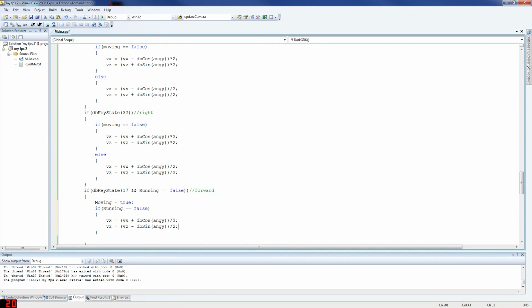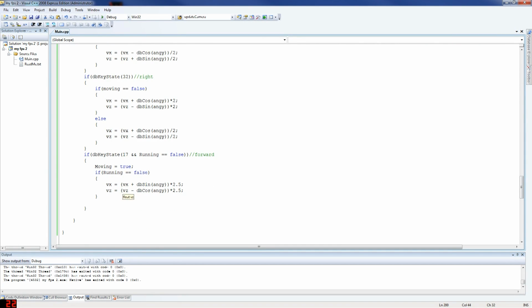So what we do here is you go db sin sine whatever, and then you put db cos here on the second one, and you do times 2.5. So you times 2.5, that's the speed at which the player walks forward. Alright, so if you want to make him faster on normal walk, increase that, but I'd recommend you leaving that for the running. So VX equals VX plus, and that will be a plus as well.